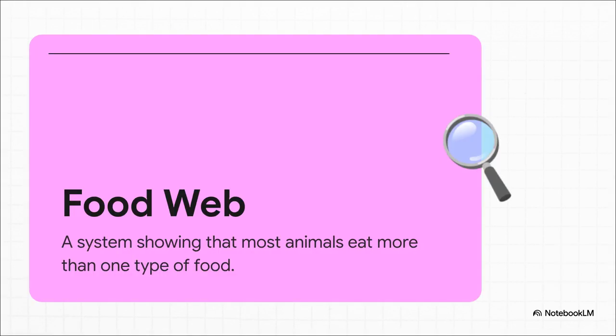Thankfully, nature is incredibly smart and relies heavily on backups. By weaving individual pathways together into a tangled food web, ecosystems create multiple overlapping energy routes. Because most animals eat more than one thing, this builds a robust, fault-tolerant network instead of a fragile single-point-of-failure chain.